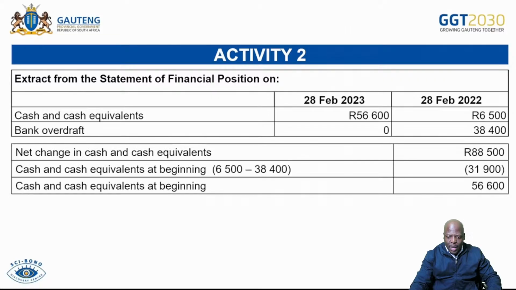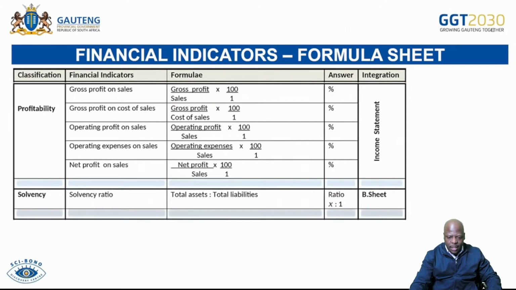We are going to look now at activity number 3. In activity number 3, I'm going to be looking at financial indicators. Whenever you're doing financial indicators, it is very important that you know your formula sheet. Know your formula sheet. And our formula sheet is split into different segments.